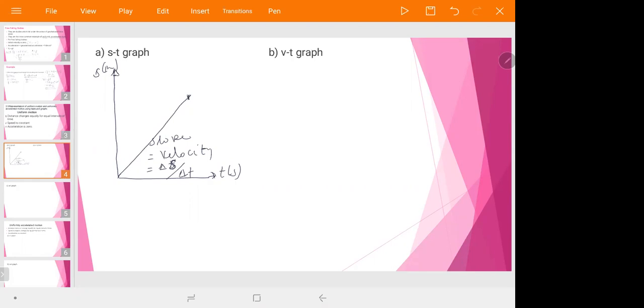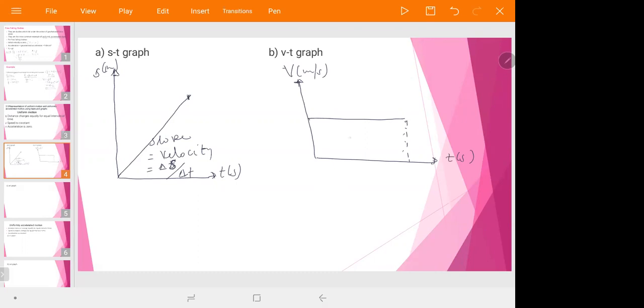And in uniform motion again, the graph looks like this one, okay? It looks like when we draw, it looks like this one. Have you seen? This one is time in second. This one is speed in meter per second. In such a type of graph, acceleration is zero, okay? Acceleration is zero.